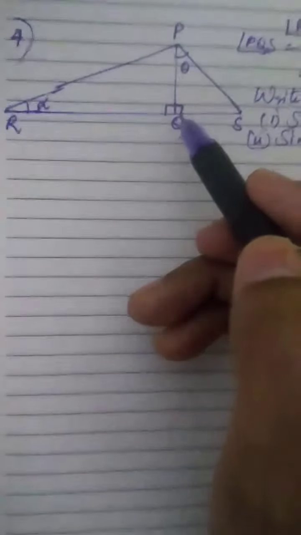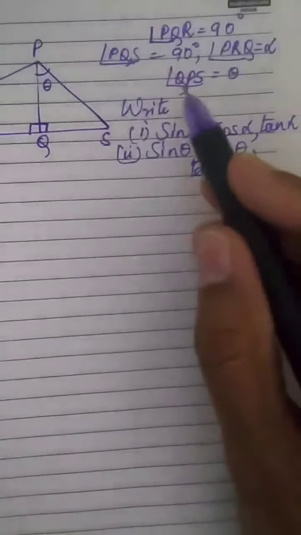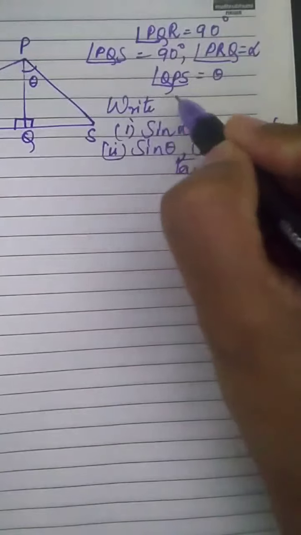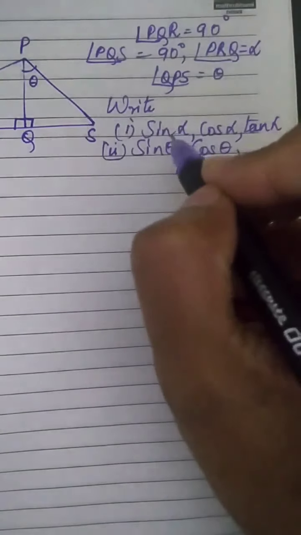PRQ is alpha. Where is alpha? PRQ angle is alpha. And QPS is theta. So in short, we have two right angle triangles here, and with that we have to find the trigonometric ratios. Write the trigonometric ratios for sine alpha. Now take one by one.